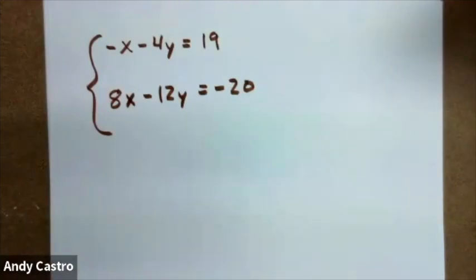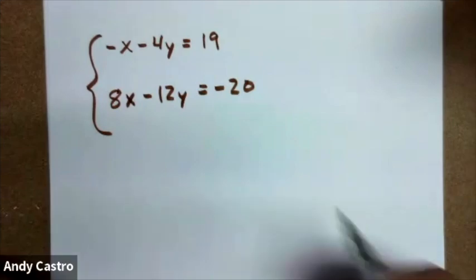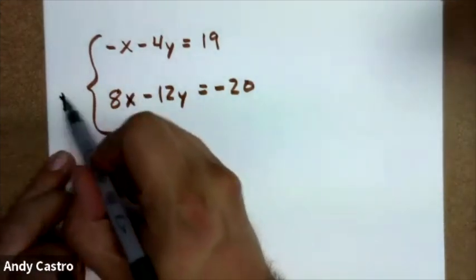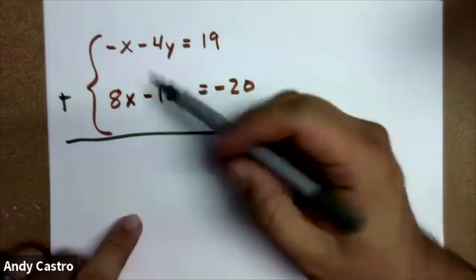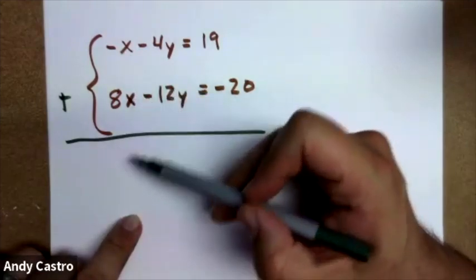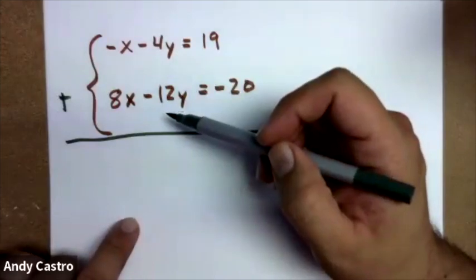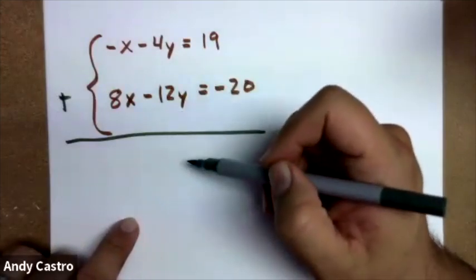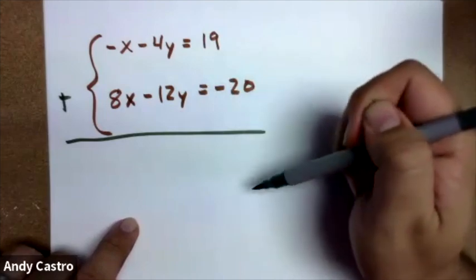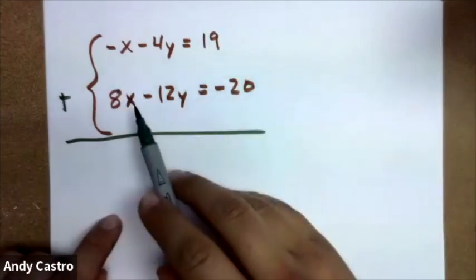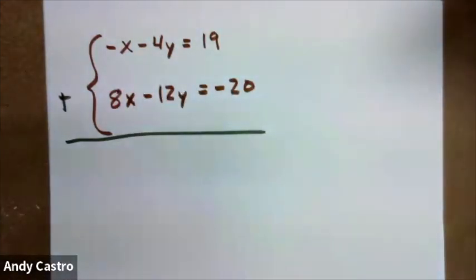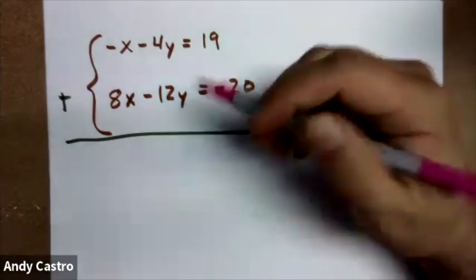All right. Okay, so in this case, if I were to come here and just add these two together, this would give me a 7x, and this here would give me a negative 16y, and this would give me a negative 1. So I'm not eliminating the x's or the y's. So what can I do in order to get one to eliminate?